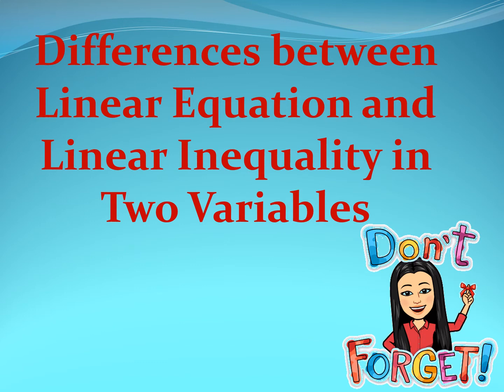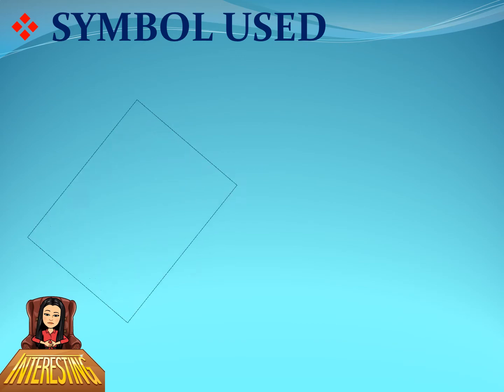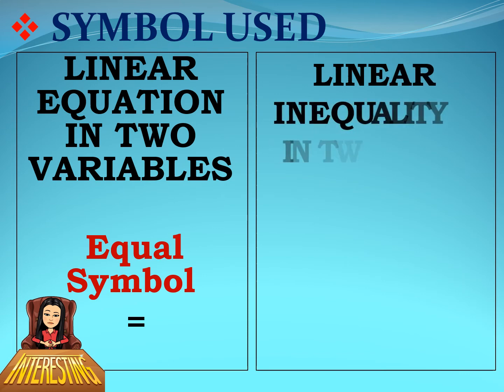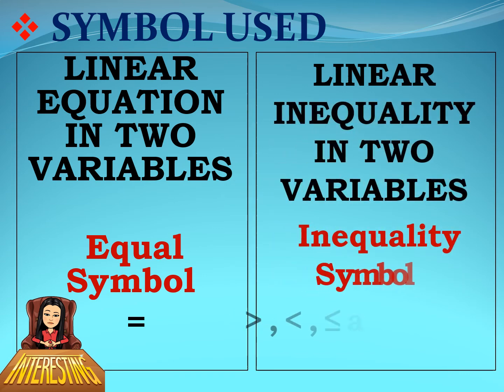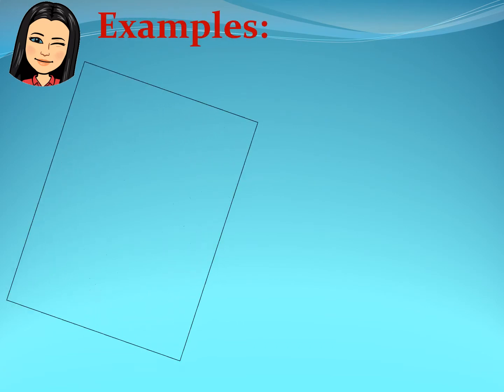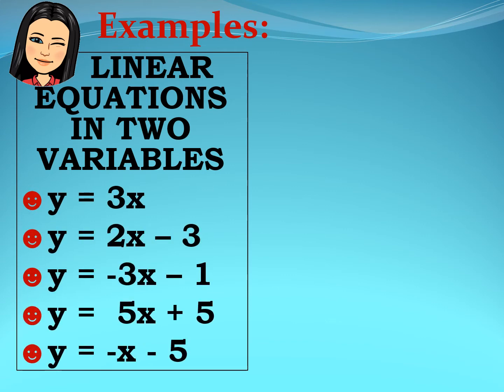So, differences between linear equation and linear inequality in two variables. In terms of symbol use, a linear equation in two variables uses an equal symbol, while a linear inequality in two variables uses an inequality symbol: greater than, less than, greater than or equal, and less than or equal. So examples. For linear equations in two variables, we have y equals 3x, y equals 2x minus 3, y equals negative 3x minus 1, y equals 5x plus 5, and y equals negative x minus 5.